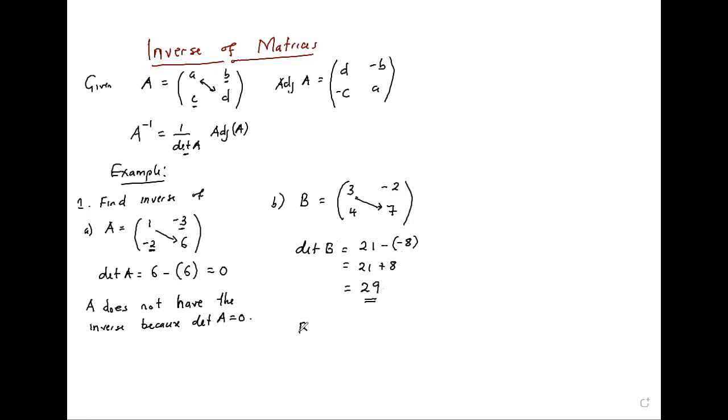And so the inverse of B is equal to 1 over 29 multiplied by, you now go inside, switch 3 and 7, and then negate negative 2 and 4. So this becomes the inverse. That is for a 2 by 2. It's not much, just switch the major diagonal, and then change the signs of the minor diagonal.